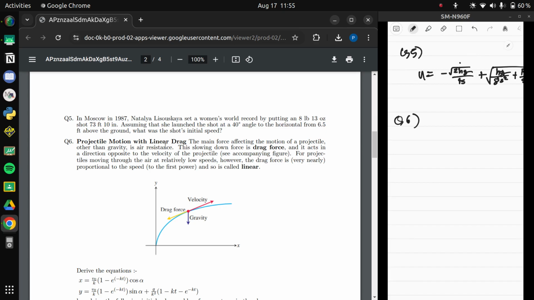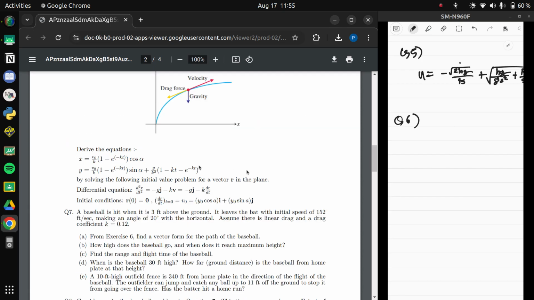The main force affecting the motion of a projectile other than gravity is its air resistance. This slowing down force is the drag force. It acts in a direction opposite to the velocity of the projectile. For a projectile, however, the force varies in proportion to the speed to the first power, so it's linear. Okay, so derive these equations, whatever differential equation. So basically you just want these things.